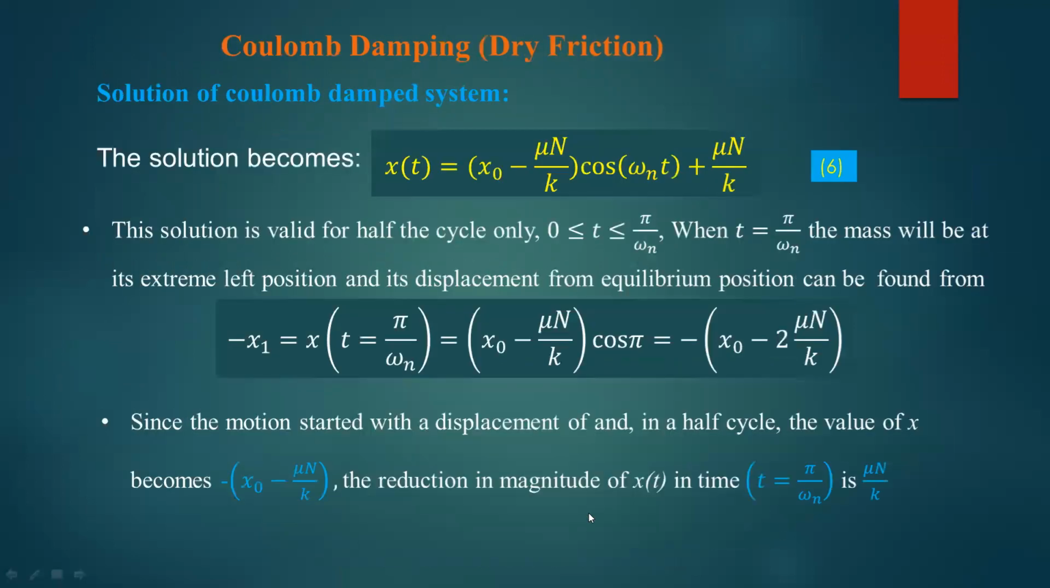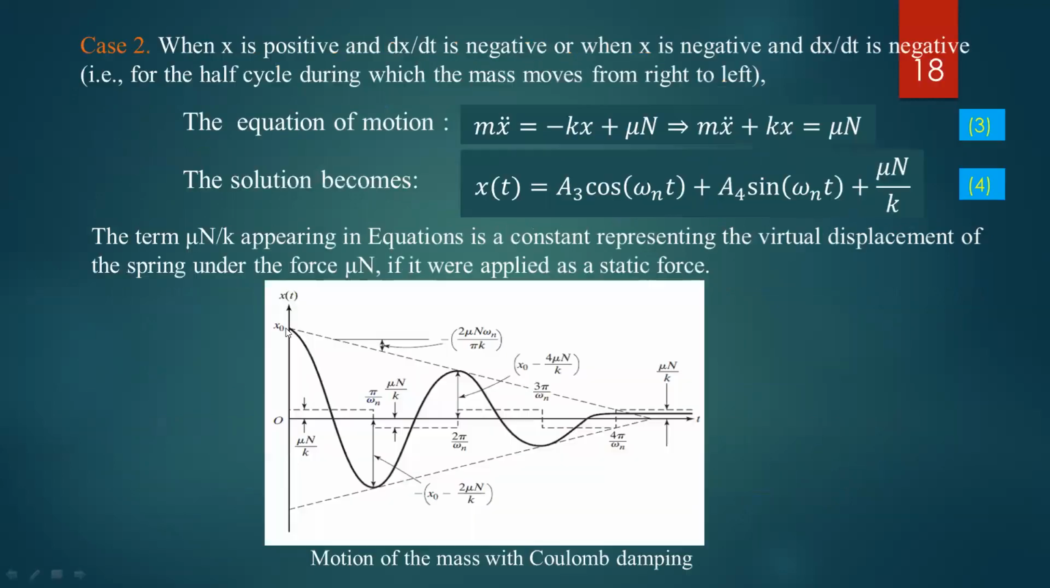So this is the solution for the second condition. Now the solution is this one, that we already obtained. This solution is valid for half cycle only. As we have discussed, in every cycle we have such kinds of solutions. So this solution works for 0 to pi over omega n, that is, for the time 0 less than or equal to t less than or equal to pi over omega n. That means, look, 0 is here, pi over omega n is here.